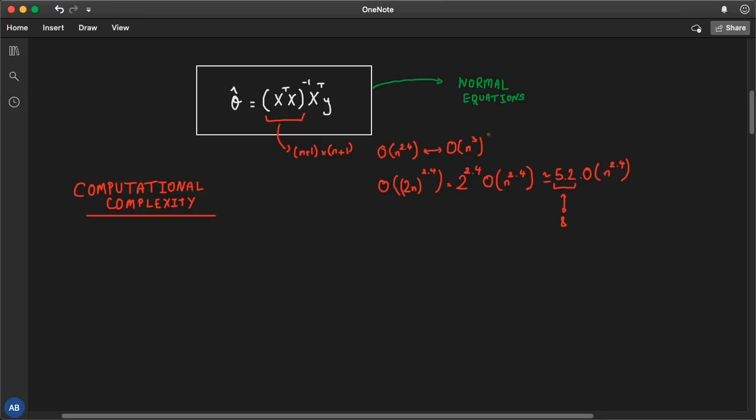Which means that the normal equation gets very slow when the number of features grows large. So imagine n is about 100,000 features. You might wait 24 hours for this matrix inversion.